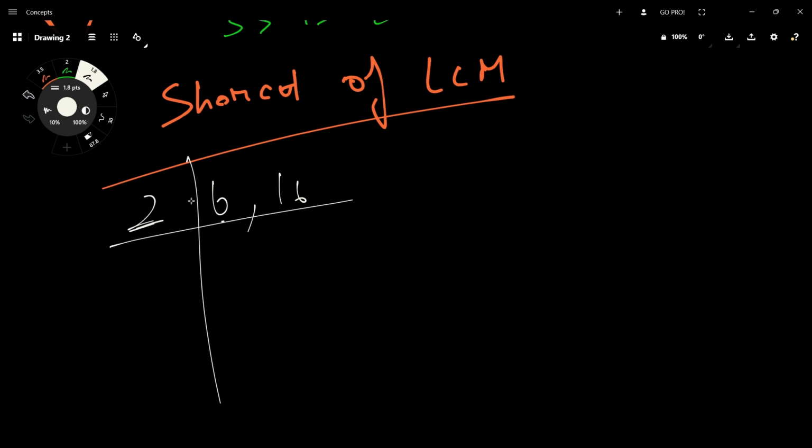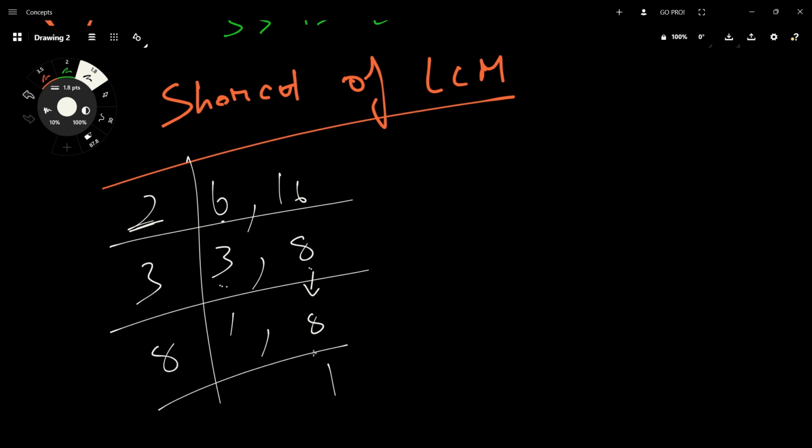So we will divide. 3 times 2 is 6, so we will write the quotient here. And 8 times 2 is 16. Now, can we find a common factor of 3 and 8? No. So we'll simply bring down 3, and we will bring down 8 as it is. We have not done anything to 8, so now we are left with 8. We will also complete the 8 part. Now we are left with 1.